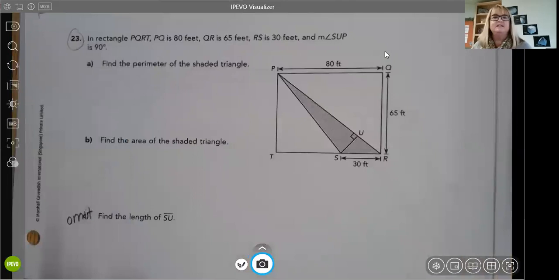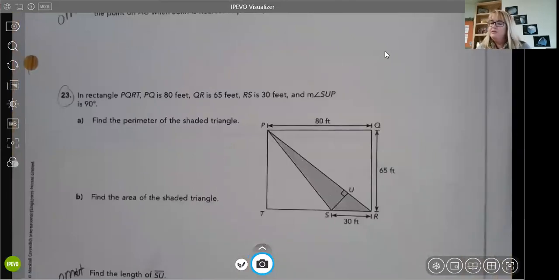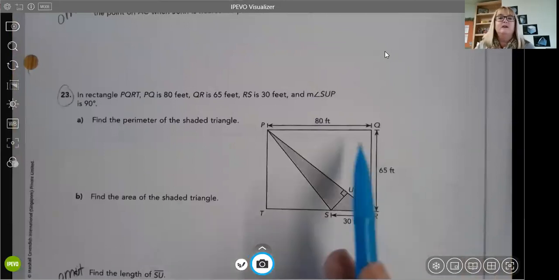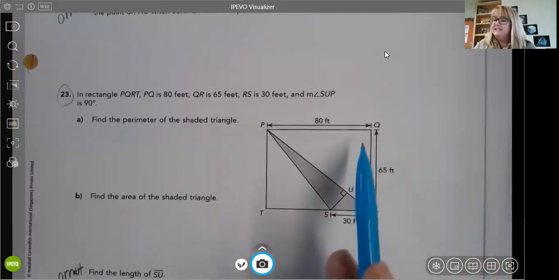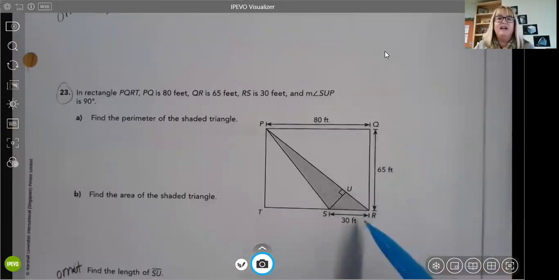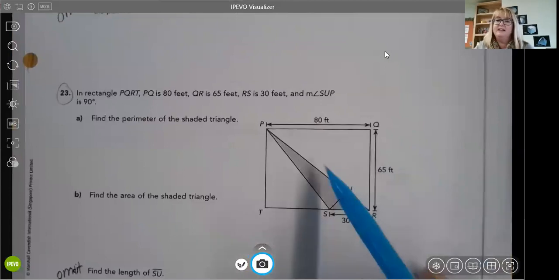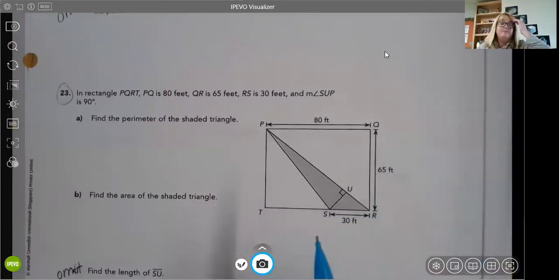Let's look at this. In rectangle PQRT, PQ is 80 feet, QR is 65 feet, RS is 30 feet, and the measure of angle SUP is 90 degrees. So here's SUP. This angle is 90 degrees. Find the perimeter of the shaded triangle.